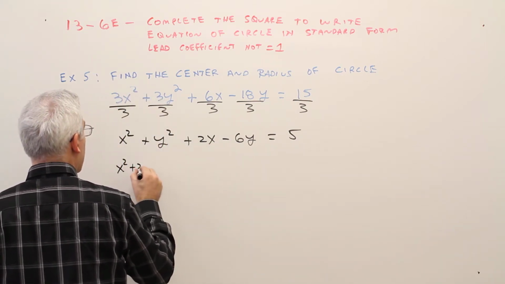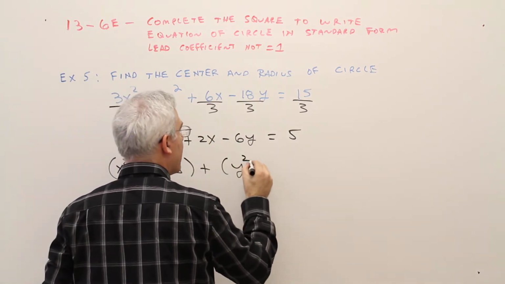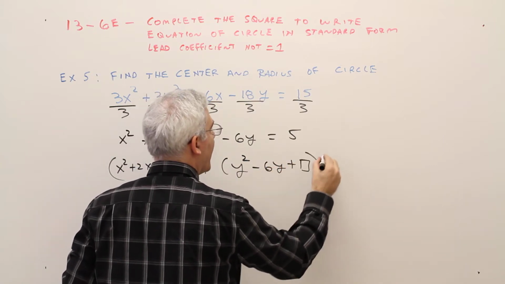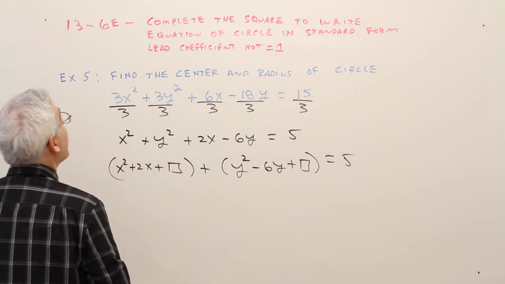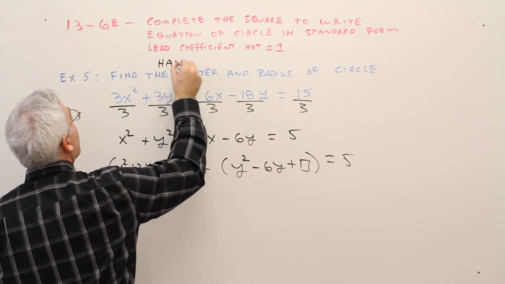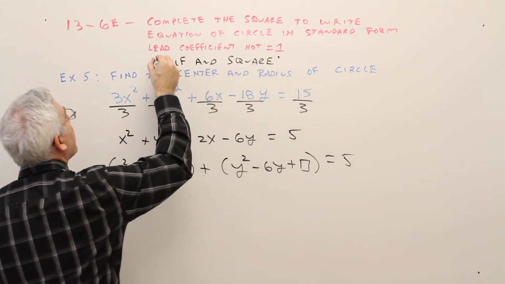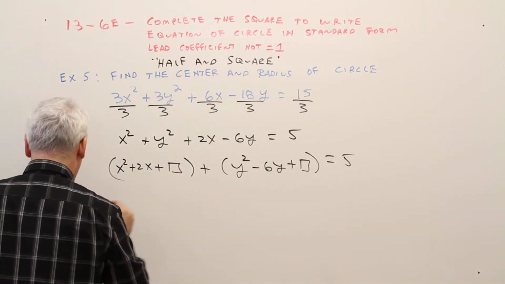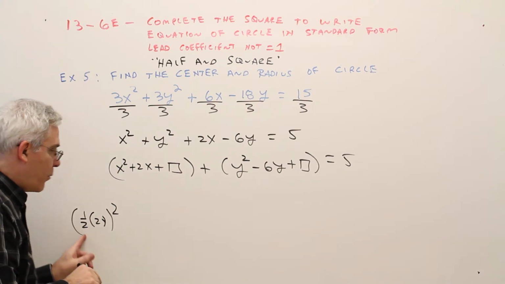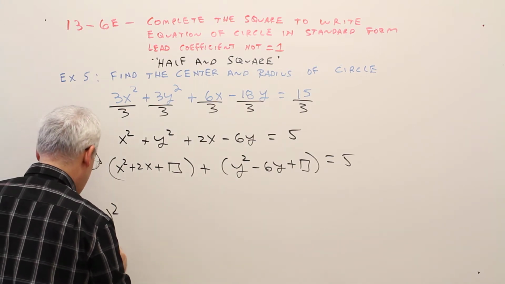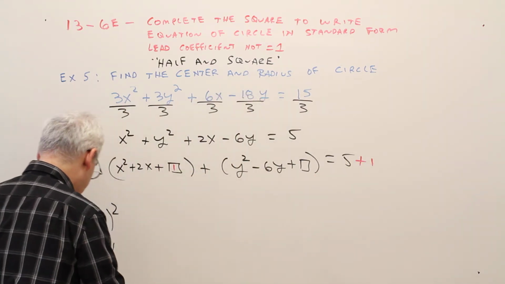x squared plus 2x plus magic box plus y squared minus 6y plus magic box equals 5. And then I just have to figure out what goes inside the magic box. Once again, half and square are the 3 words to always remember. So I'll do it right here. 1/2 times 2 squared. 1/2 of 2 is 1. 1 squared equals 1. So I'll put a 1 here, and I'll add a 1 there.